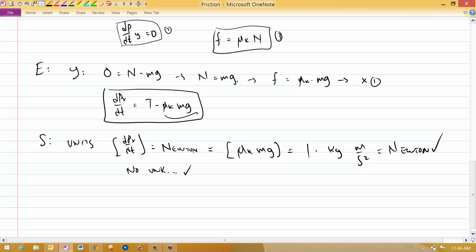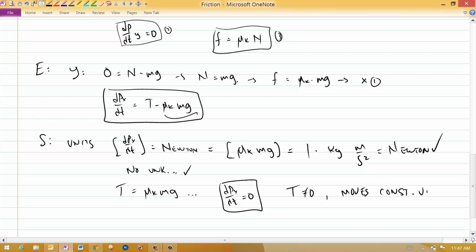So now let's check some behaviors. We could have a case where tension is equal to mu k mg. That would say that dp x/dt is equal to 0. So here we have a case that's a little curious. The tension is not 0, but the object moves with a constant velocity. So what's up with that, with the momentum principle and what we've been calling Newton's first law?